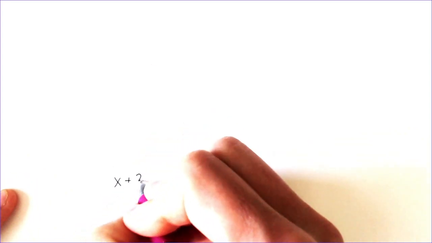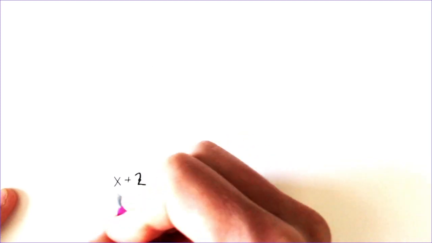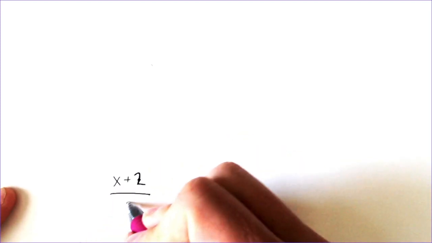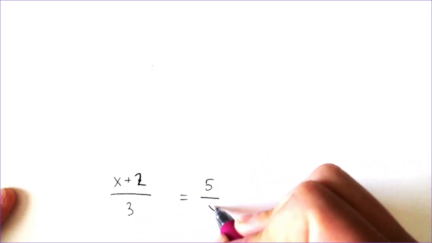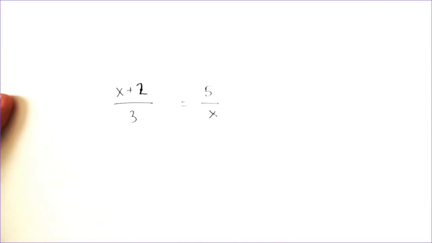For this last problem, it is also going to involve an x squared, but it's going to bring back our old friend factoring. So we're going to have x plus 2 over 3 equals 5 over x.